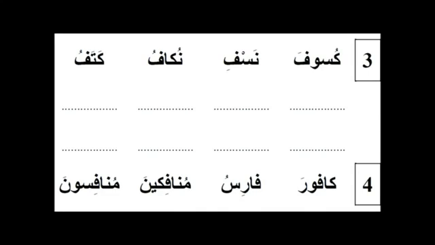So do them, then we'll go through them once you're done. Pause, and then we'll go through them once you're done. Okay, you should have paused it and done them. We'll go through them now together. First word of the third row. Kusufa.